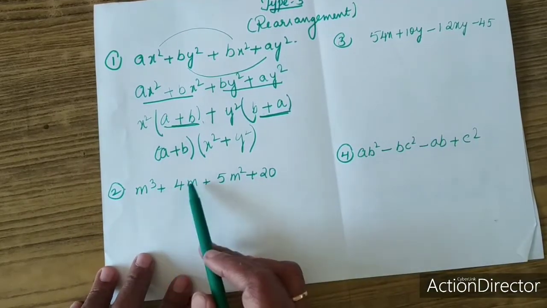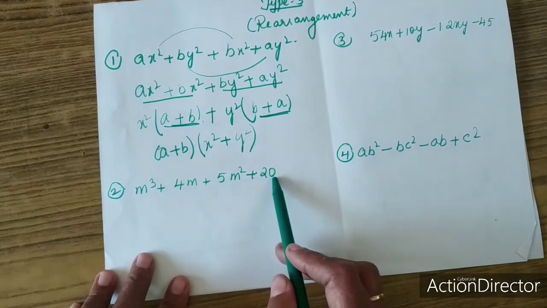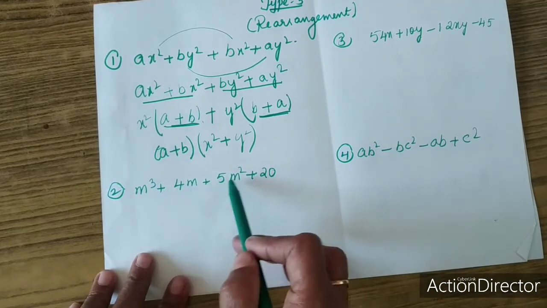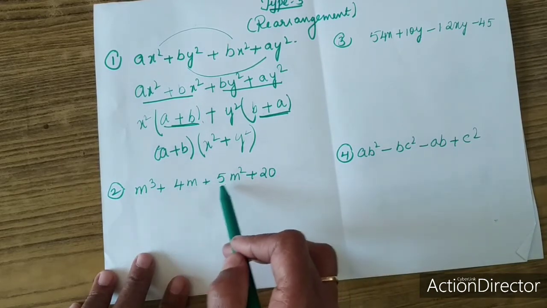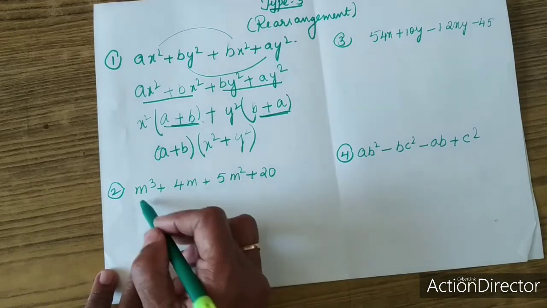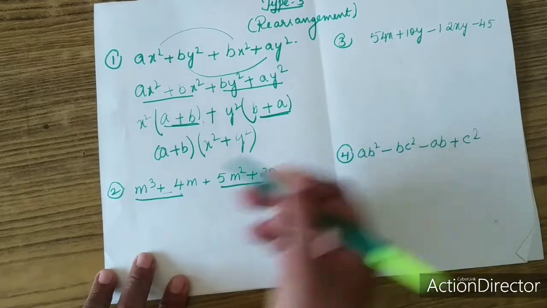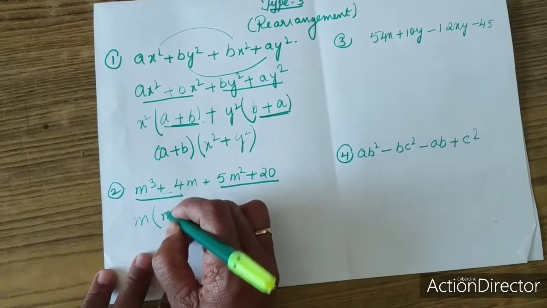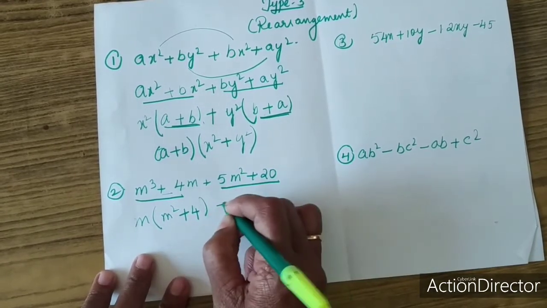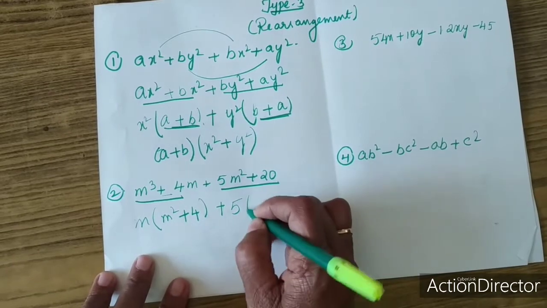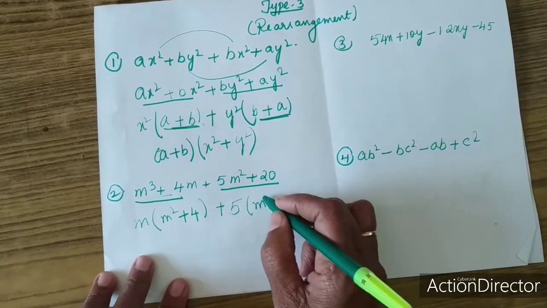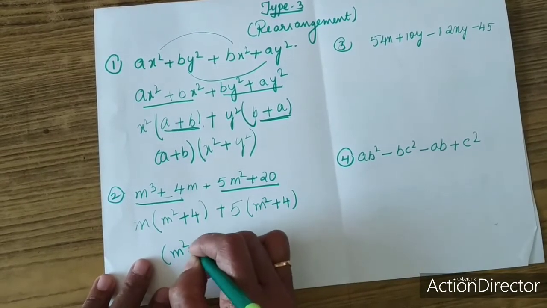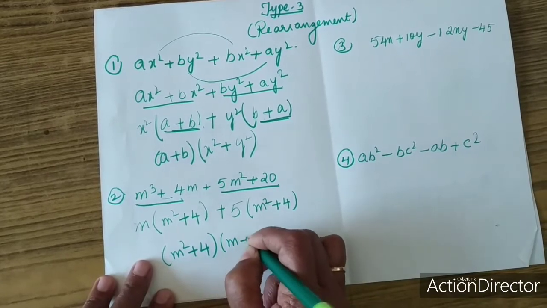Next example, m cube plus 4m plus 5m square plus 20. Here also when I compare the first two, I am getting the common factor, but in the second, check whether you are able to get the common factor. Yes, if you are getting the common factor, no problem, you can continue. So in the first two, I am going to take m as the common factor, and my answer will be m square plus 4. And in the second one, 5 is the common factor. So in the second bracket, each term divided by the common factor will give me m square plus 4. So my answer will be m square plus 4 into m plus 5.